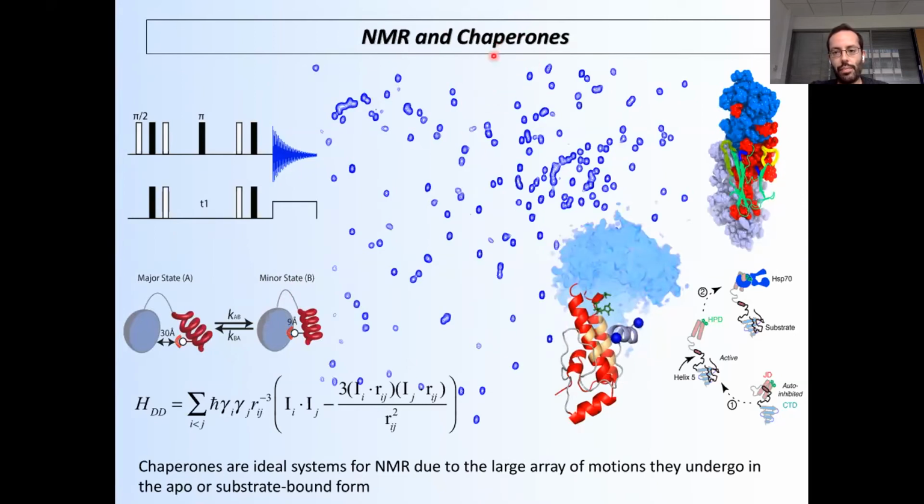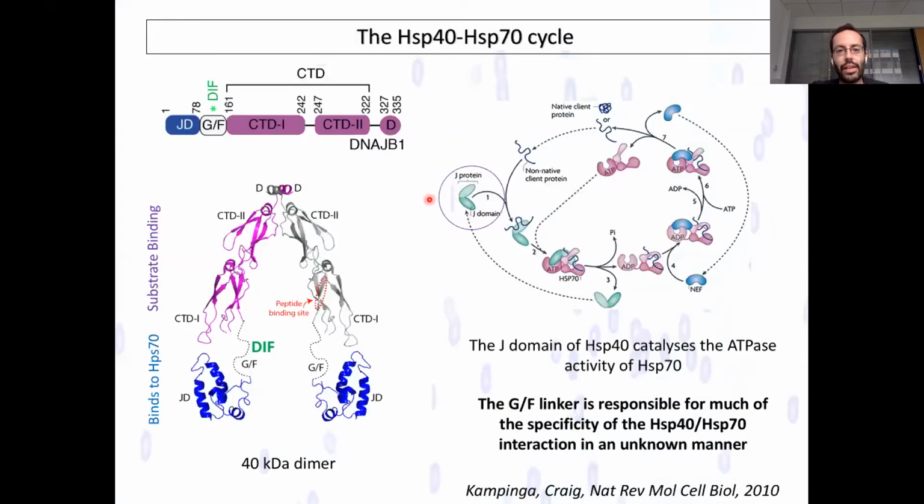It turns out that subparents are pretty attractive to NMR spectroscopies because they are very dynamic systems, both in the apo state and the substrate bound state. Specifically, the system I'll be talking about today is the HP40, HP70 machine, which you can see here is almost a textbook-like representation of this system. The cycle starts with the HP40 here, recognizing the substrate. Then it passes on to the HP70, and then HP70 uses the energy of ATP to essentially promote the correct folding of the client protein.